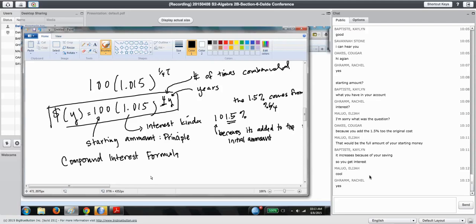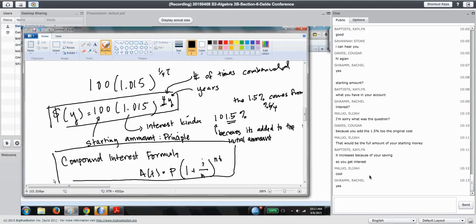A of t is equal to P times (1 plus i divided by n) to the nt power. This is the compound interest formula. Even though that looks like a crazy equation, it's not really that foreign to you. This is saying the amount is equal to the principal times the parentheses 1 plus i over n. This is really just my kind of interest, the stuff inside the box.